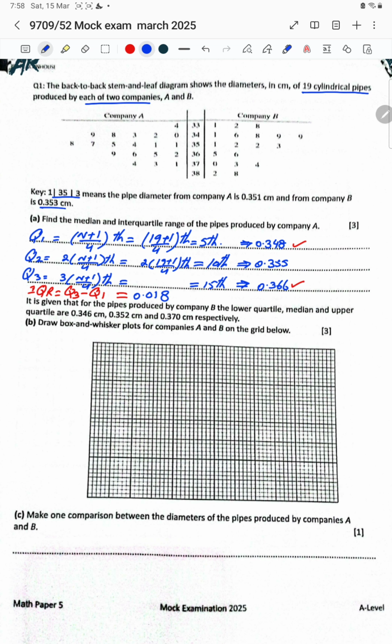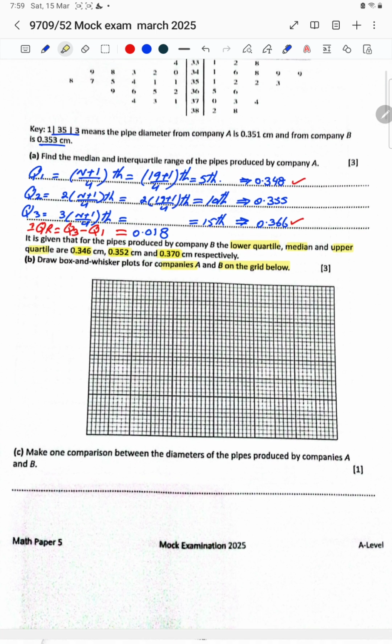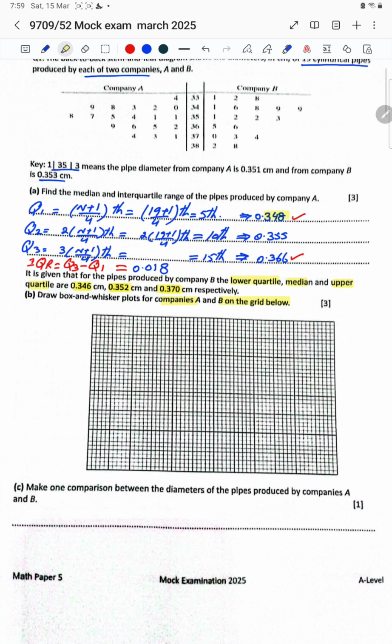Also, it is given that the pipes produced by company B have a lower quartile, median, and upper quartile respectively as shown. The next 3 marks question is to draw a box and whisker plot for company A and company B on the grid below. For company A, we have the data: Q1, the median, and Q3. We will see how to plot it now.